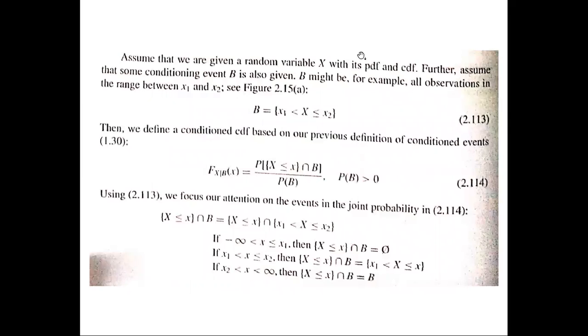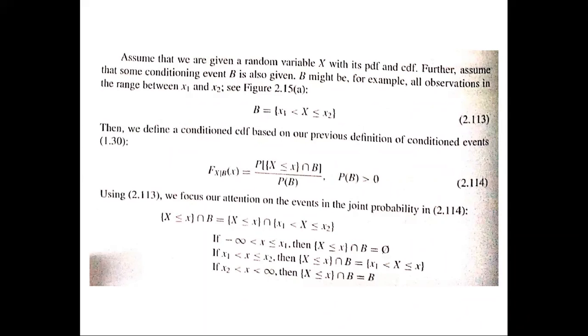Okay, so in that sense, assume that we are given a random variable x with its PDF and CDF. Further, assume that some conditioning event b is also given, and this conditioning event is b equal to x having values between x1 and x2. That's the condition.